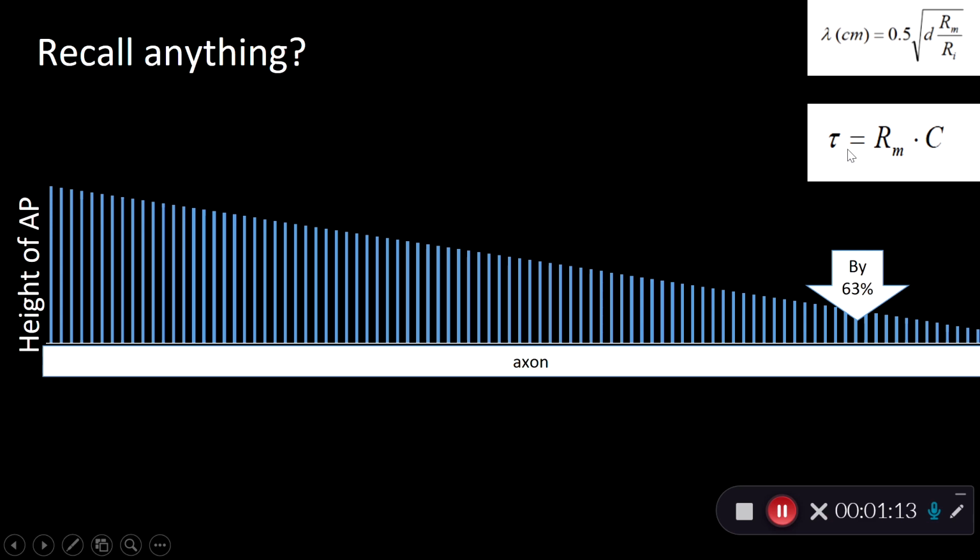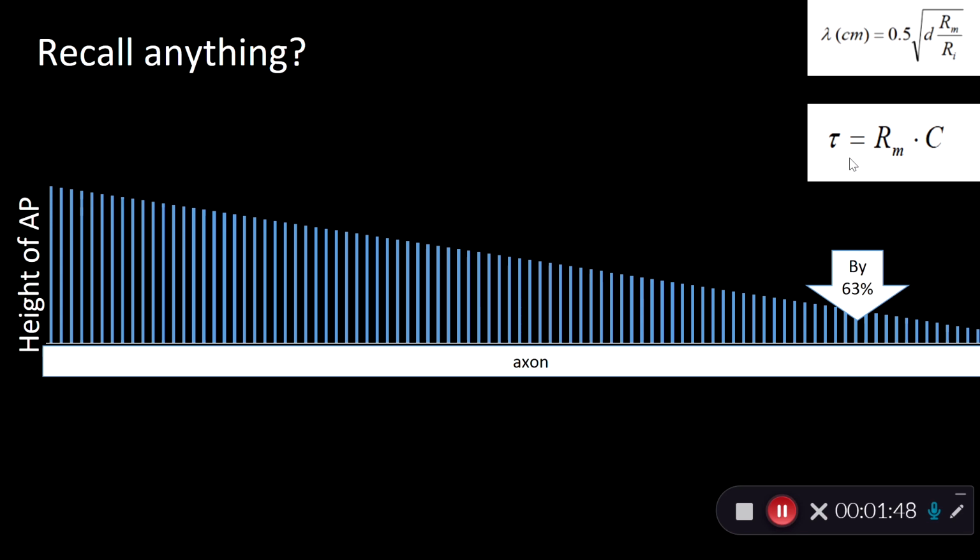And then there's another equation that tells you the time constant. The time constant is the time cost for the action potential to travel along this axon until it reaches 37% of the original height, dropped by 63%. So the time cost from here to here when the action potential travels along the axon, we call this the time constant.